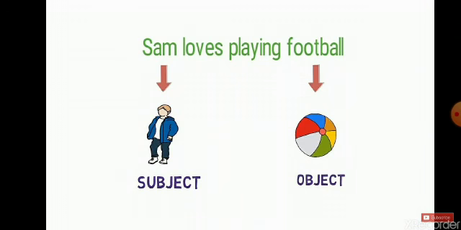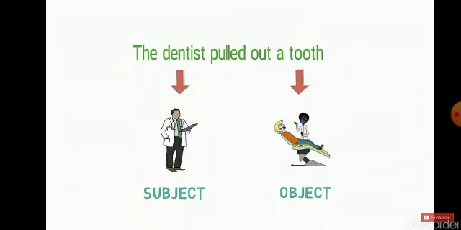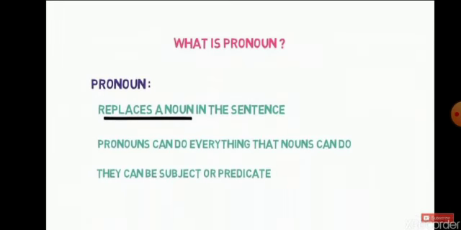So, what does Sam love playing? Sam loves playing football. Now, the dentist pulled out a tooth. Here, the dentist is a subject, a tooth is your object. So, the dentist pulled out a tooth. This is what this sentence is telling us.